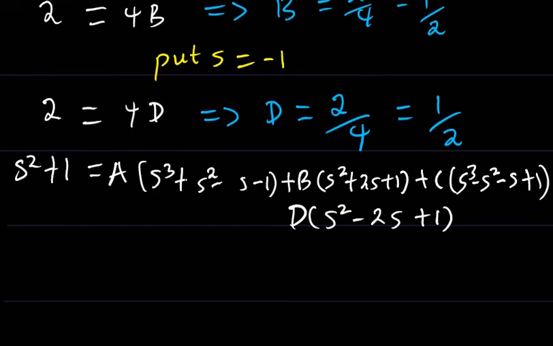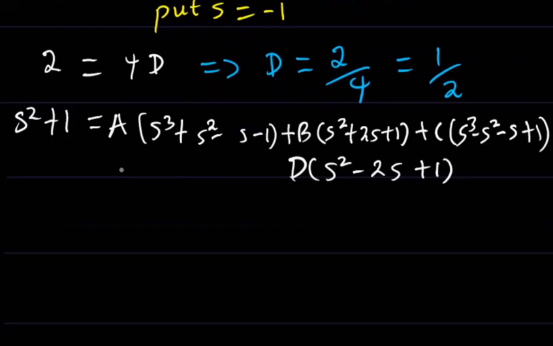Okay, so let's compare coefficients. Let's start with the coefficient of x cubed. That's going to be a, because if I open this bracket, I'm going to have a x cubed, so that's going to be a. For this bracket, there's no coefficient of x cubed, so I skip it. Then for this bracket, there's of course the coefficient of x cubed, that is c. So a plus c, of course, is equal to, there's no coefficient of x cubed at the left hand side, so it's equal to 0.